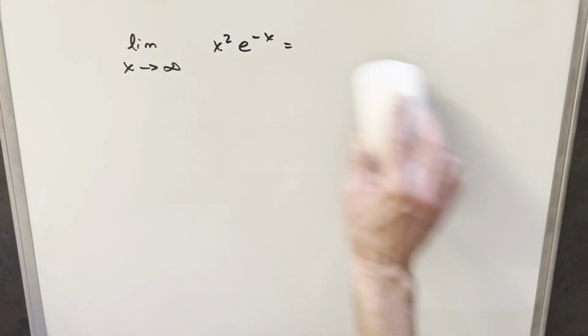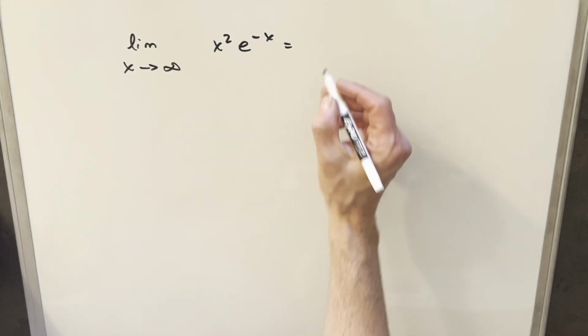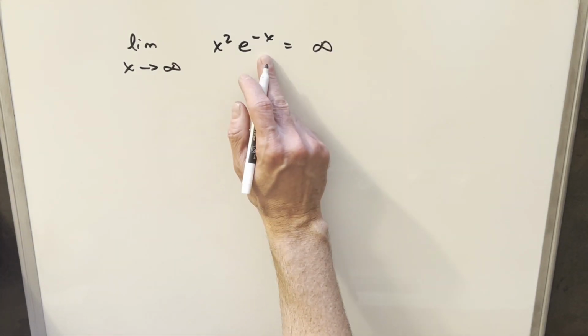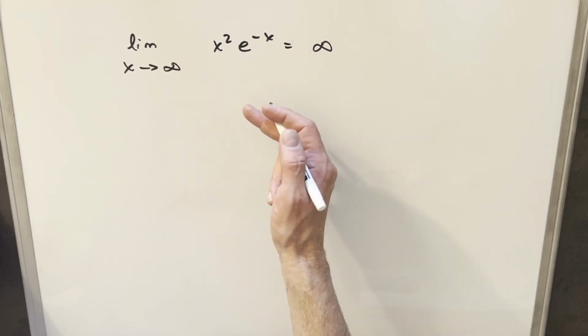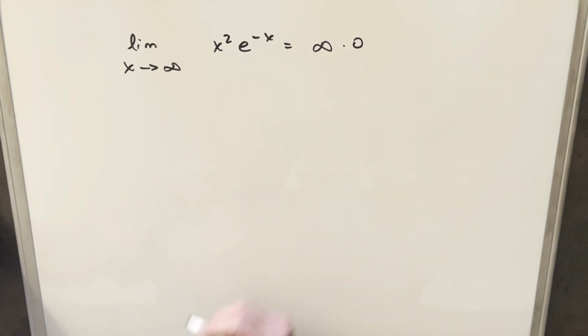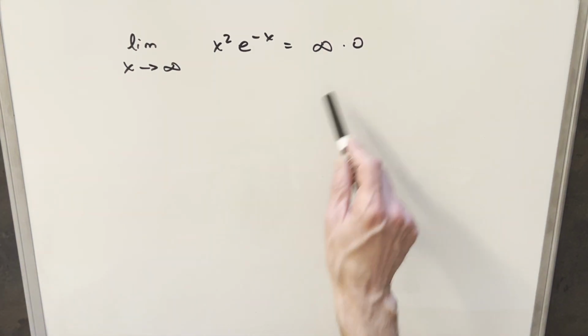So to get started, let's see what happens when we plug in infinity. If we plug infinity in for x squared, this gives me infinity. You plug infinity in for e to the minus x, think of it like 1 over e to the infinity, and that's going to 0. So we end up with this indeterminate form, infinity times 0, and we just don't know what this is without doing some more work.